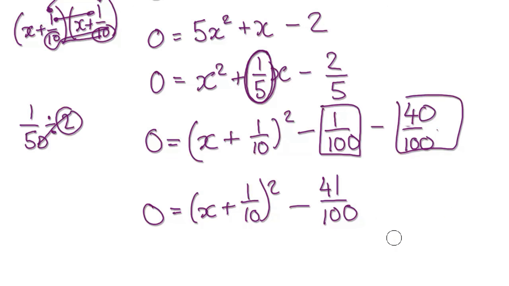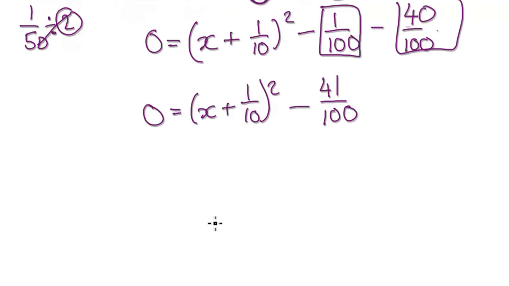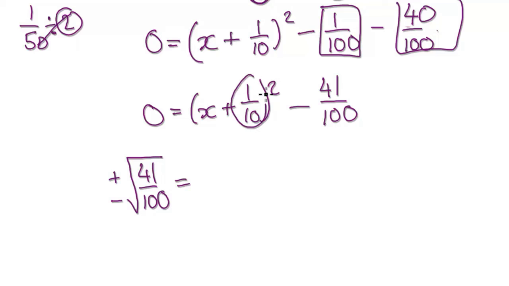So now rearrange it to make x the subject. So in your mind, remember, train yourself to be able to do this step all in one go. So in your mind, add this block to both sides, and then square root both sides. When you square root something, you get two versions, the positive version and the negative version, and then you've got to take away this block here. So take away 1 over 10.